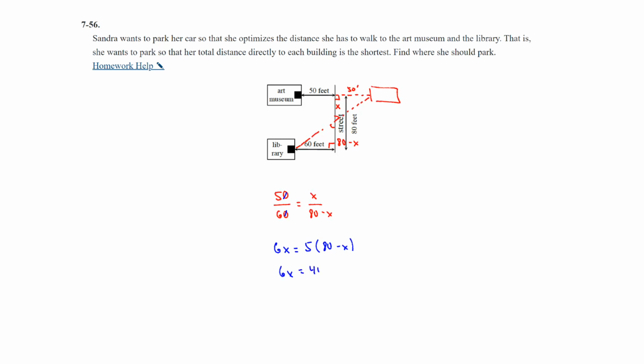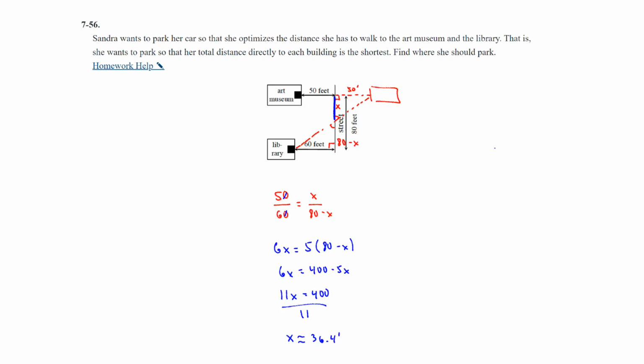Then we can distribute, add 5x, and then divide by 11. And we get x is approximately 36.4 feet. So that's this distance right here from the art museum and on the side of the street.